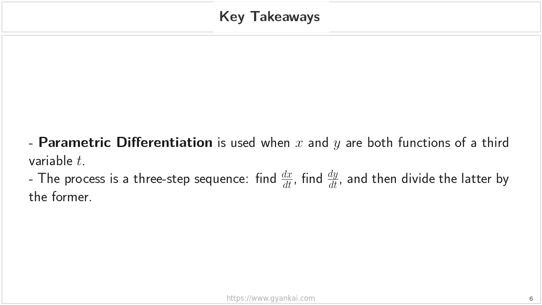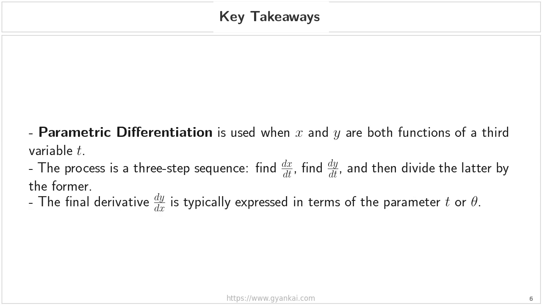As we discussed in the step-by-step process and applied in our examples, the calculation follows a consistent three-step sequence. First, you find the derivative of x with respect to t, then you find the derivative of y with respect to t, and finally, you divide the latter by the former. It is important to note that your final result for the derivative of y with respect to x will typically be expressed in terms of the parameter, whether that is t or, as we saw in the physics example involving the elliptical path, the angle theta.